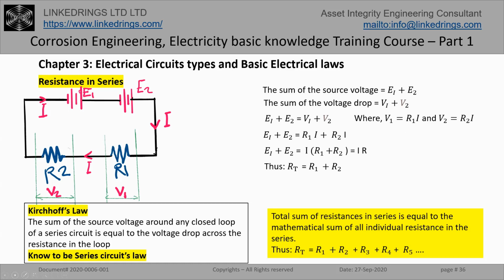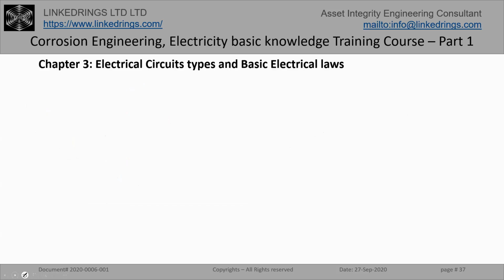What if I have many electrical resistances connected in series? The same thing. The R total will equal the summation of the resistances. The total resistance in series is equal to the mathematical sum of all the individual resistances in series. Easier. So it's very nice to see electrical resistance in series, but this doesn't happen all the time.